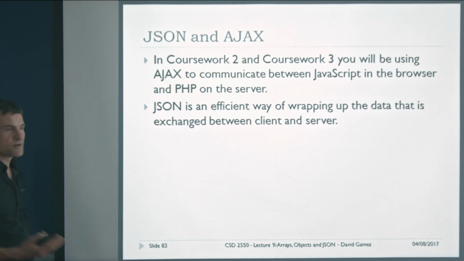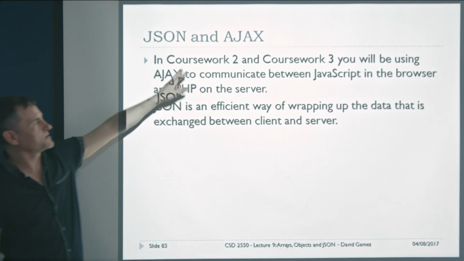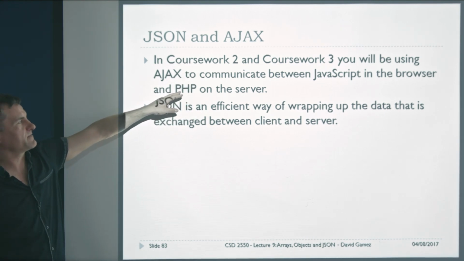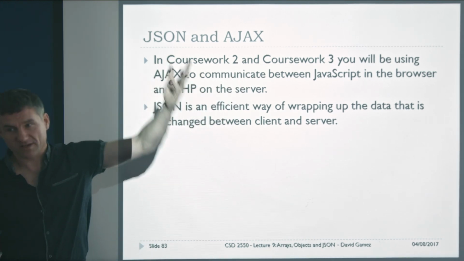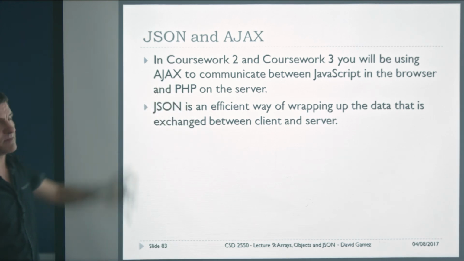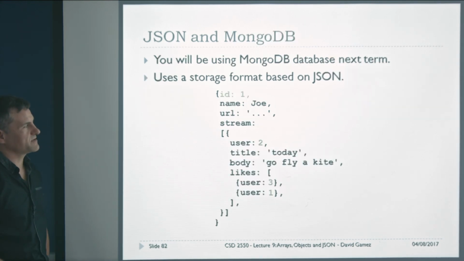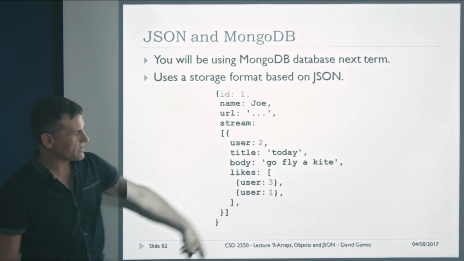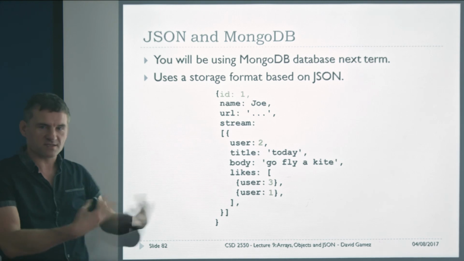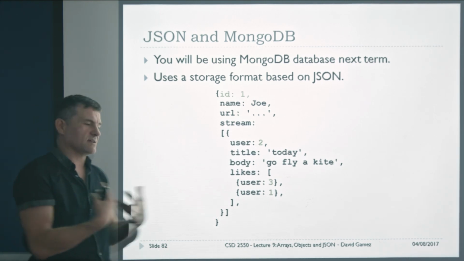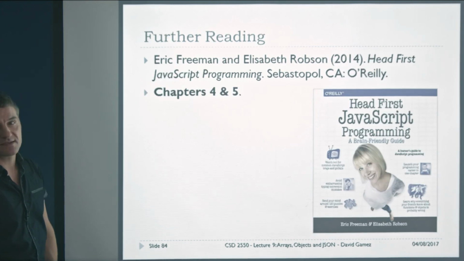In both coursework 2 and coursework 3, you're going to be using Ajax to communicate between JavaScript in the browser and PHP on the server. So actually in coursework 2, you're going to be using Ajax to communicate with PHP. In coursework 3, you're going to be using JavaScript to communicate with JavaScript running on the server. But anyway, both of them are going to be using Ajax. And JSON is an efficient way of wrapping up data that's exchanged between client and server. So if you think about it, this is just a string, and we can send that string to the server. If the server is also running JavaScript, then the JavaScript can convert that back into an object and do whatever it likes with it, and then send it back again, and then the client can again convert it back to an object. It's a very nice way of communicating between client and server.